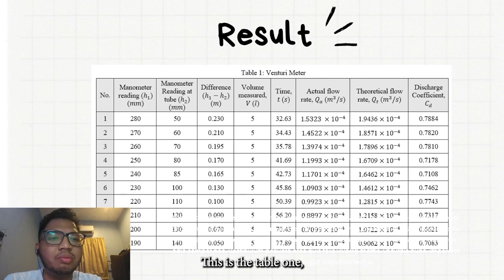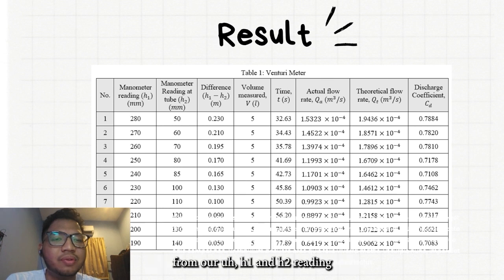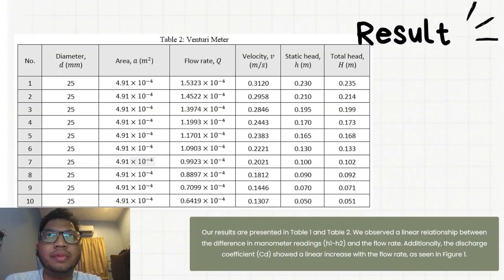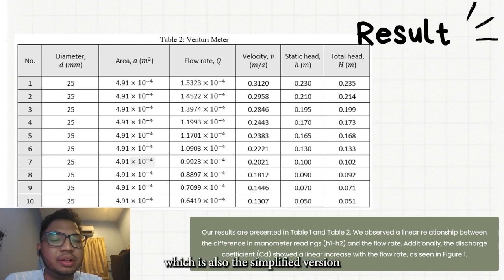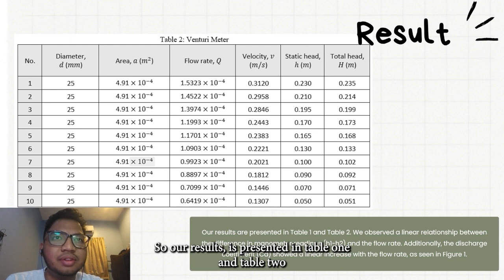This is table 1, which is the complete version of the calculated values from our H1 and H2 reading. And then we have table 2, which is also the simplified version and also the calculated version from our previous calculations. So our results are presented in table 1 and table 2.